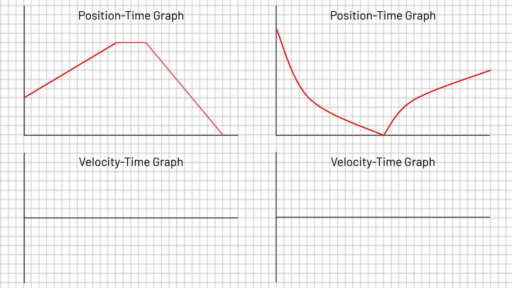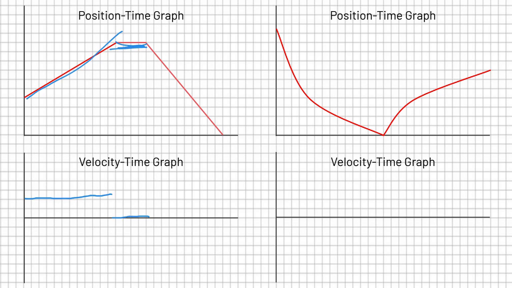Okay, so in this first graph we have a constant velocity. So remember, the slope of a position time graph is velocity. So this is a constant slope. So we have a fairly low velocity for this part. Then we have zero velocity. So the object has stopped moving for this part. So we have zero velocity here.